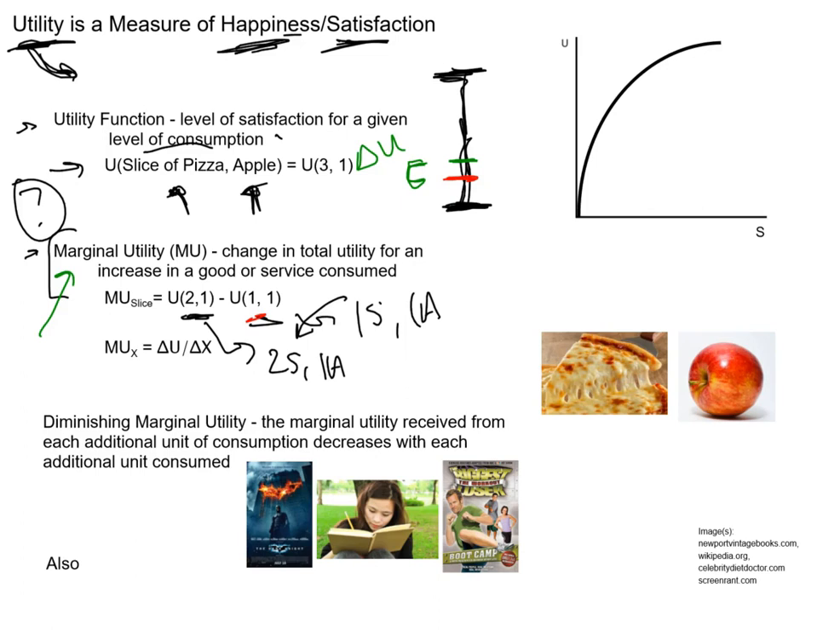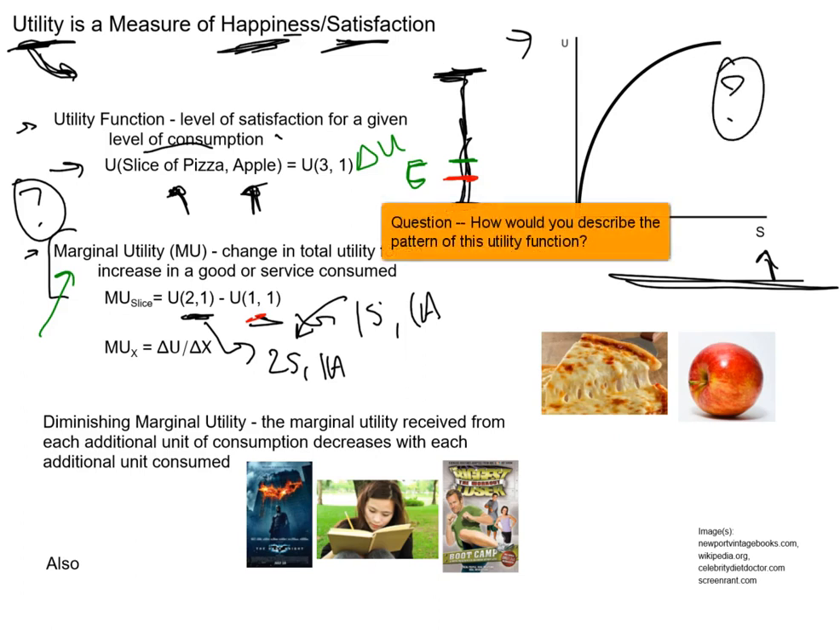We've got to the right a little graph of slices of pizza against utility, and for pizza, for most people, and for many, many goods, utility is going to follow this kind of pattern. How would you describe in your own words what this pattern of utility looks like, right?